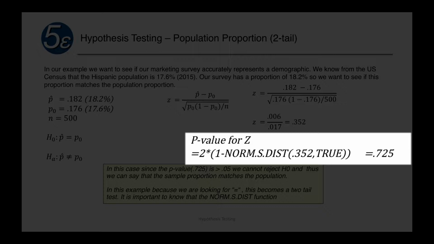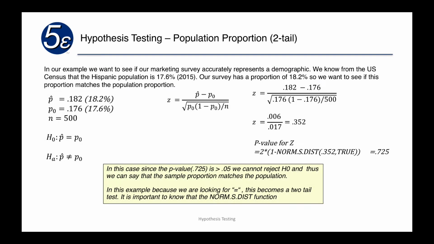So let's explain what's happening. The NORM.S.DIST function will give us the area under the curve at 0.352 all the way to the left. So it's giving us everything from the left side of the curve to 0.352. Now, what we're going to do is we actually want the right tail first. So in order to do that, we will actually need to do 1 minus so that we can get the area of the curve on the right side of this 0.352.